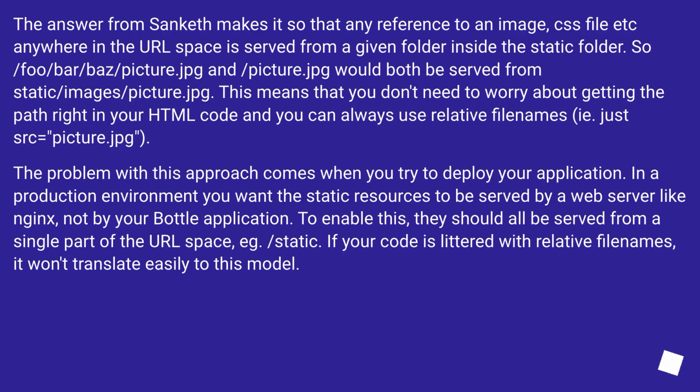The problem with this approach comes when you try to deploy your application. In a production environment, you want the static resources to be served by a web server like Nginx, not by your Bottle application. To enable this, they should all be served from a single part of the URL space, e.g. /static. If your code is littered with relative file names, it won't translate easily to this model.